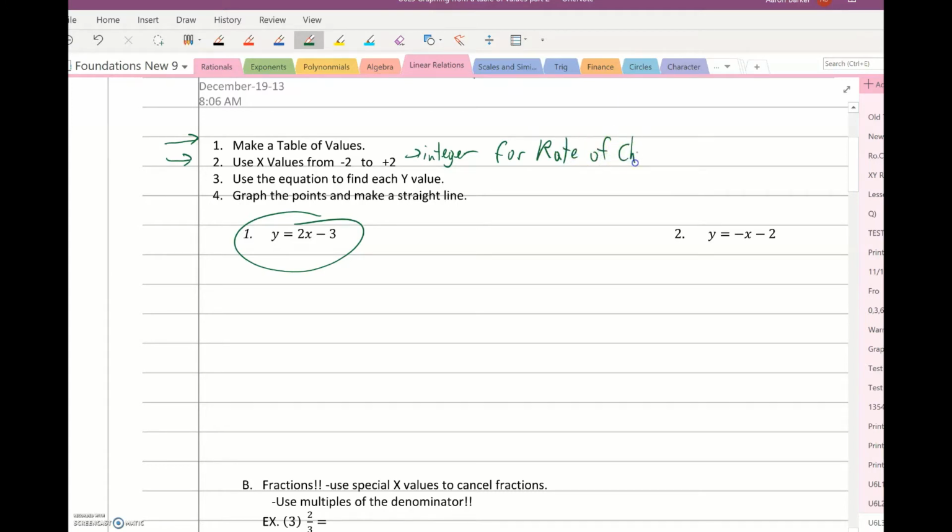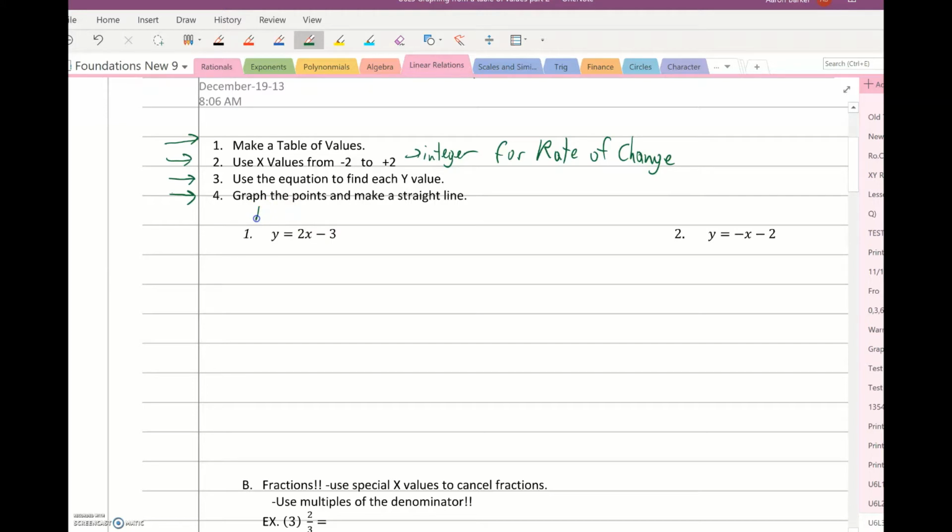Now we've talked a little bit about a rate of change. We're going to look a little bit more at that. And then you're going to use the equation to find your y values, which we did lots the last couple of days. And then we're going to graph points to make lines, which is what we focused on yesterday. I'll be checking your homework soon. So let's make a table of values.